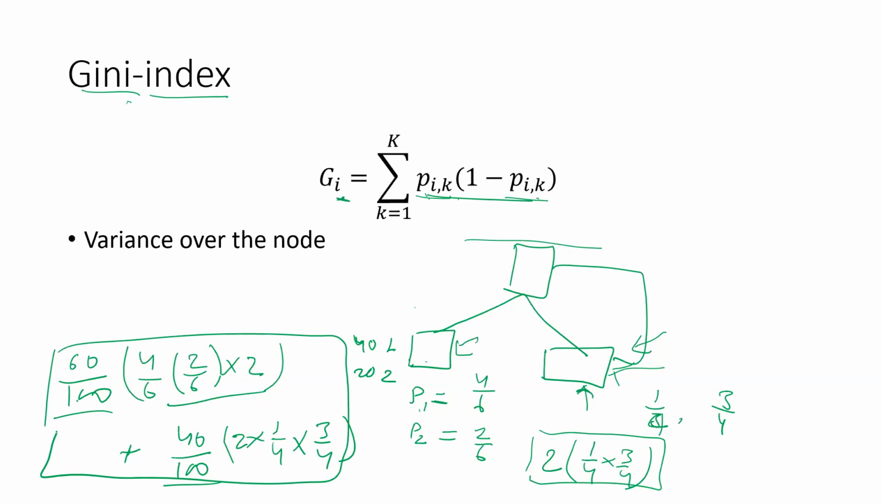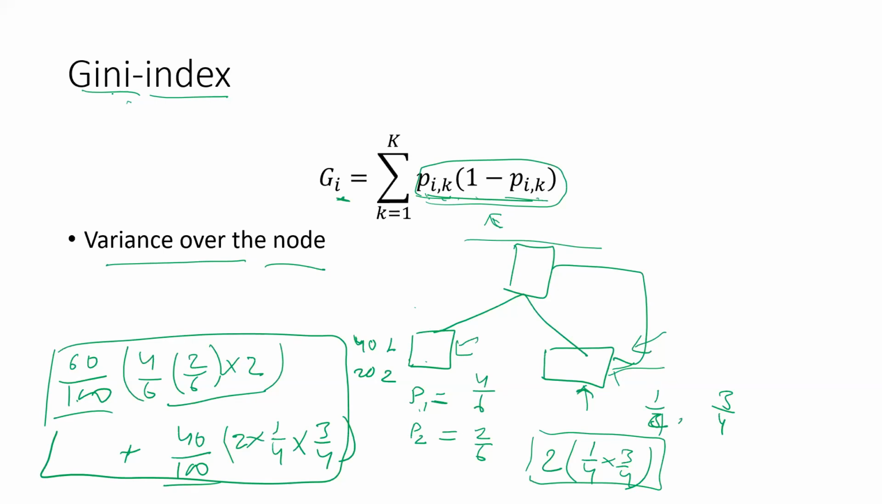So the Gini index actually captures the variance over the node. Remember this notion, p(1 − p), is a kind of variance for binary distributions. So for the split, do you want the Gini index to be minimum or maximum?